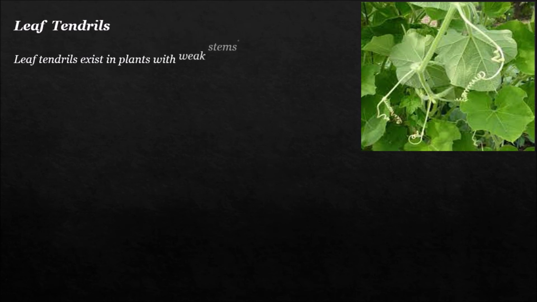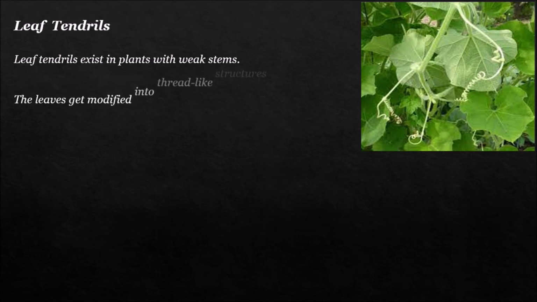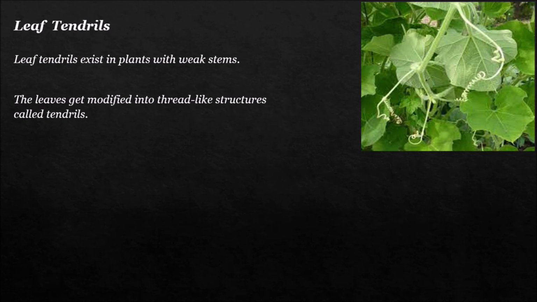Leaf tendrils exist in plants with weak stems. So where can we find leaf tendrils? We can find leaf tendrils in plants with weak stems. The leaves get modified into thread-like structures called tendrils.